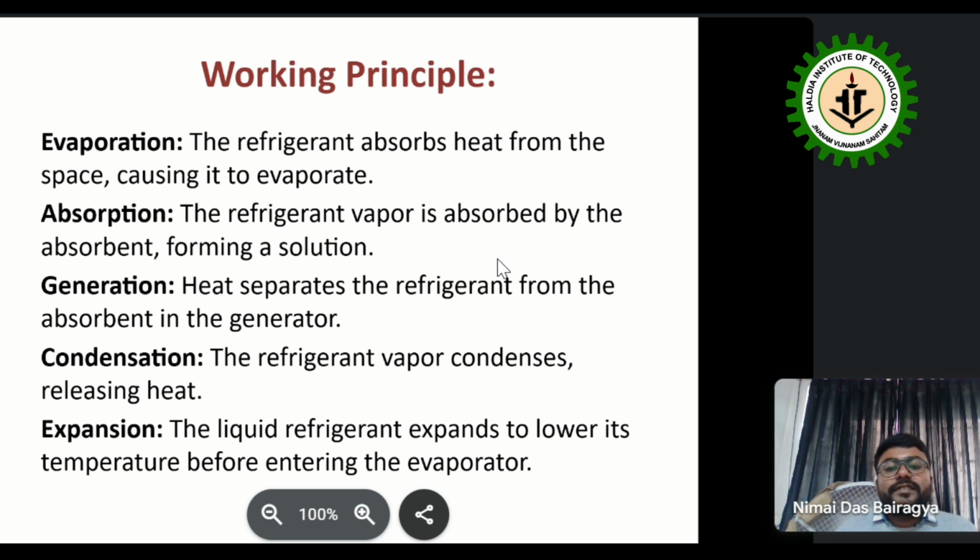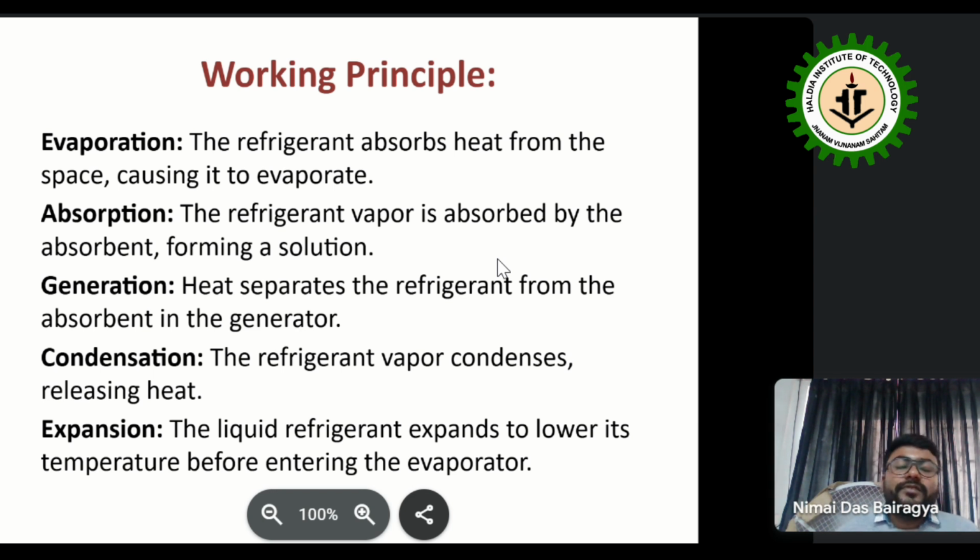Next, condensation. Condensation happens in the condenser. So what happens there? Here also a phase change takes place. From the generator, the refrigerant gas comes to the condenser. The condenser rejects the heat from the refrigerant, and again it turns into liquid refrigerant.